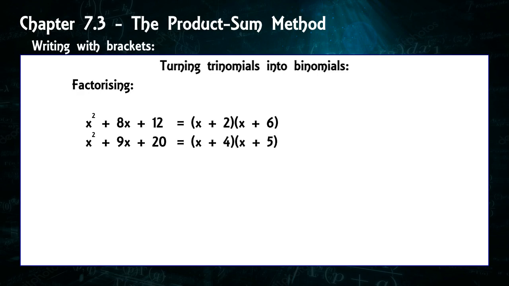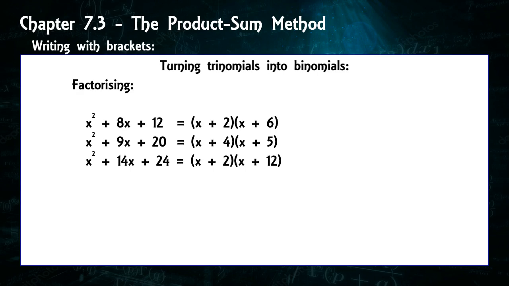Next one is x squared plus 14x plus 24. To factorize this, I want it to look something like this, with two numbers inside the brackets. Multiplied, these numbers should be 24. Added, they should give me 14. The only possibility here is 2 and 12. So our new binomial is (x+2)(x+12).